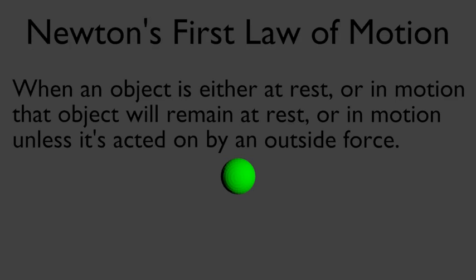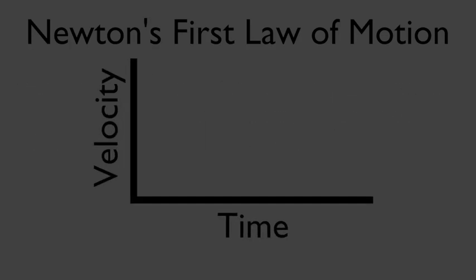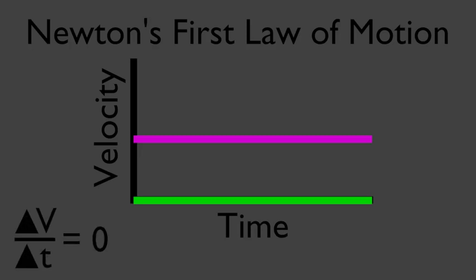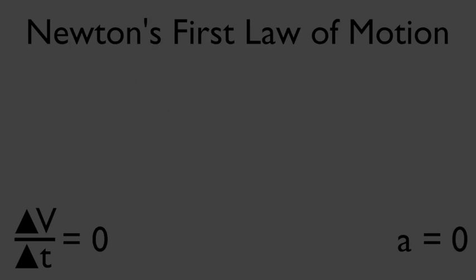If we were to plot the velocity versus time graphs for both of these balls, they would both be horizontal, with the green ball being right at 0 and the purple ball being above it at whatever its velocity is. With both these lines being horizontal, that means that the change in velocity with respect to time is 0. The velocity is not changing anywhere, which also makes the acceleration equal to 0. Now, this doesn't mean that there's no forces acting on the object.